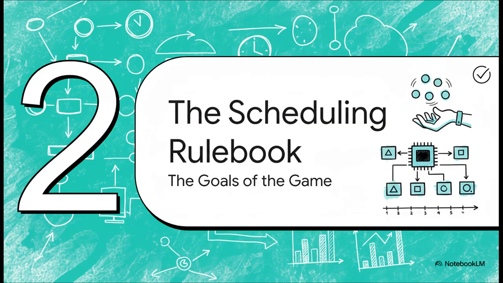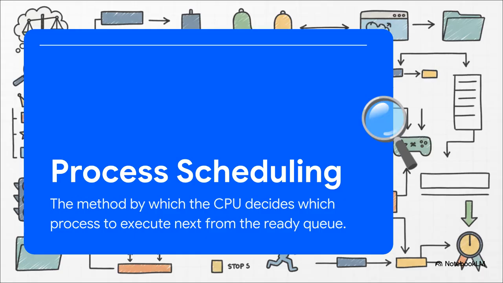So if the scheduler is the traffic cop for the CPU, what are the rules of the road? Well, you need a rule book, right? A set of goals that defines what a good scheduling decision actually is. And here's the official definition for you. Process scheduling is simply the method the operating system uses to pick the next task from the waiting line, what's called the ready queue, and give it a turn on the CPU. It is literally the brain behind the entire multitasking operation.